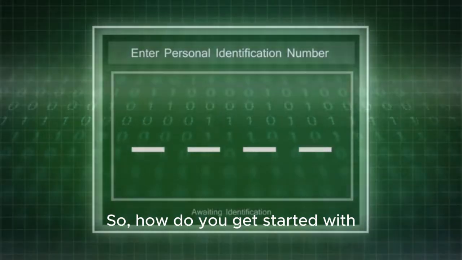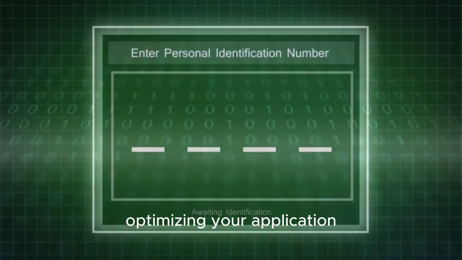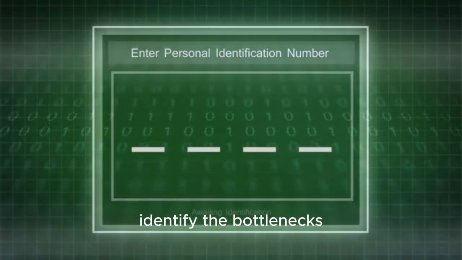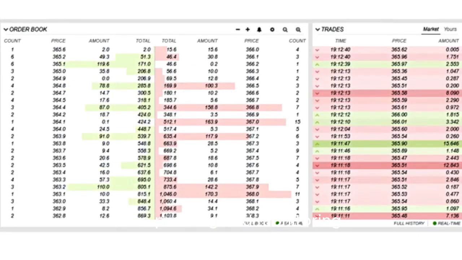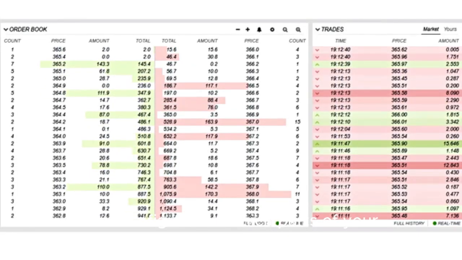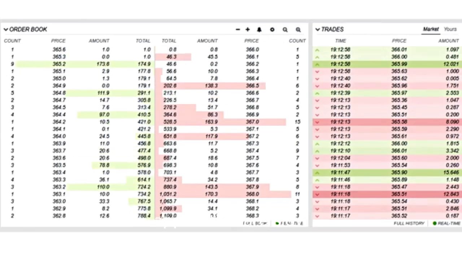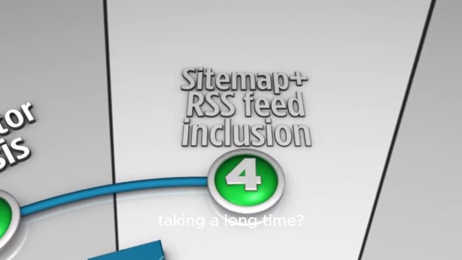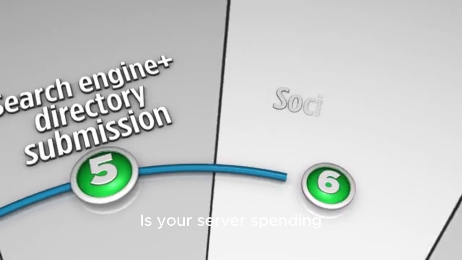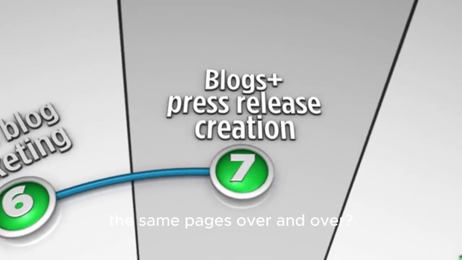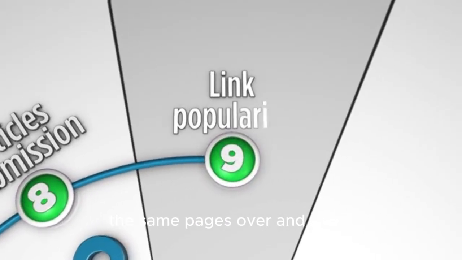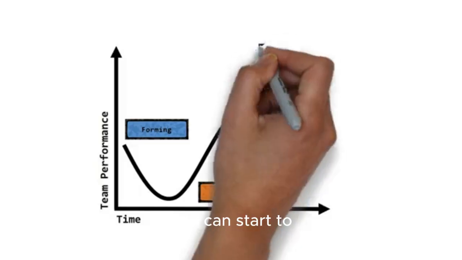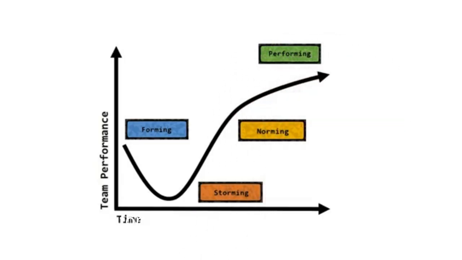So, how do you get started with optimizing your application using caching? The first step is to identify the bottlenecks. Use profiling and monitoring tools to figure out which parts of your application are slow. Are certain database queries taking a long time? Is your server spending a lot of time rendering the same pages over and over? Once you've identified the slow spots, you can start to formulate a caching strategy.